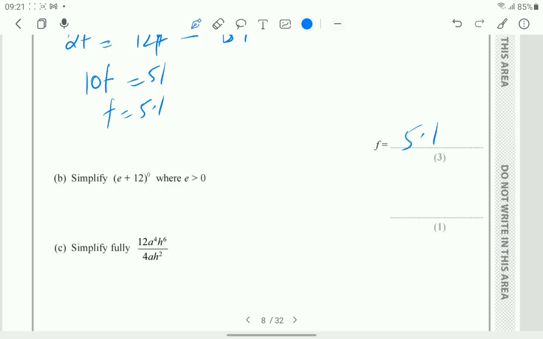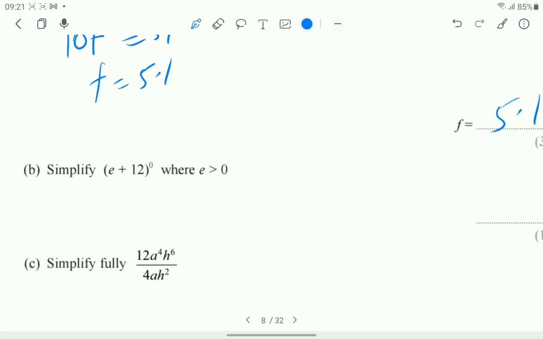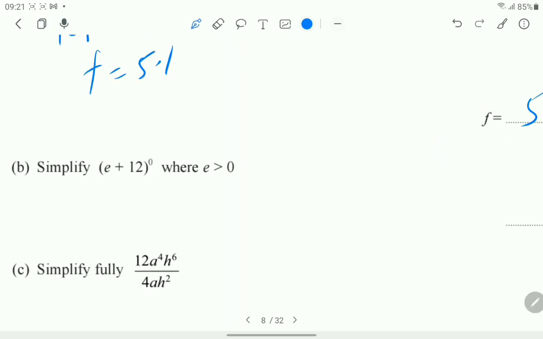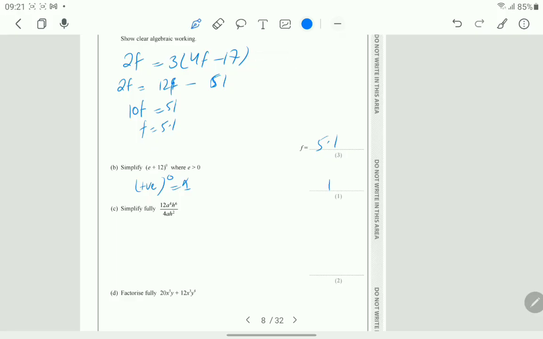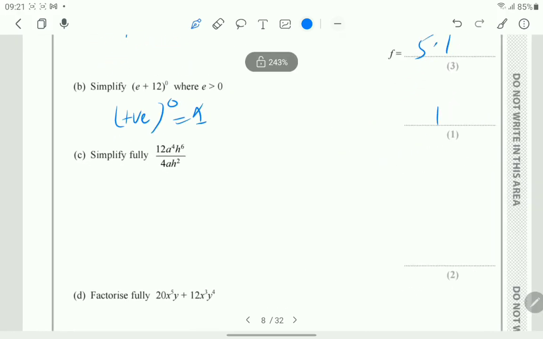So part B of the same question asks us (e plus 12) raised to the power 0, where e is greater than 0. So know that all positive numbers raised to the power 0 equals 1, and so the answer will be effectively 1.